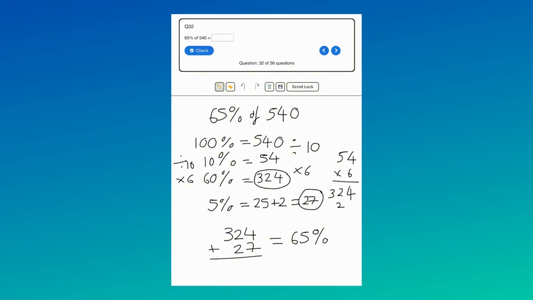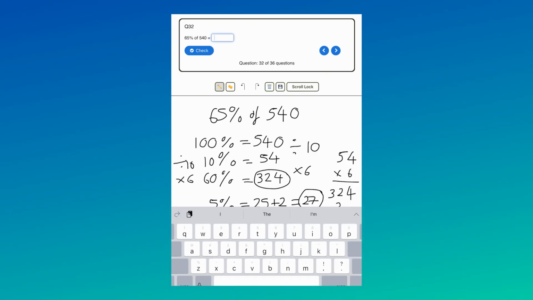So 7 plus 4 is 11. 2 plus 2 is 4, plus the 1 is 5. And then I've got my 3. So my answer is 351.